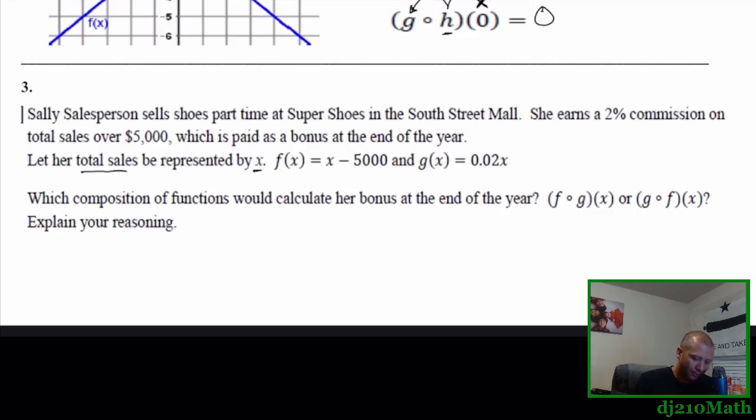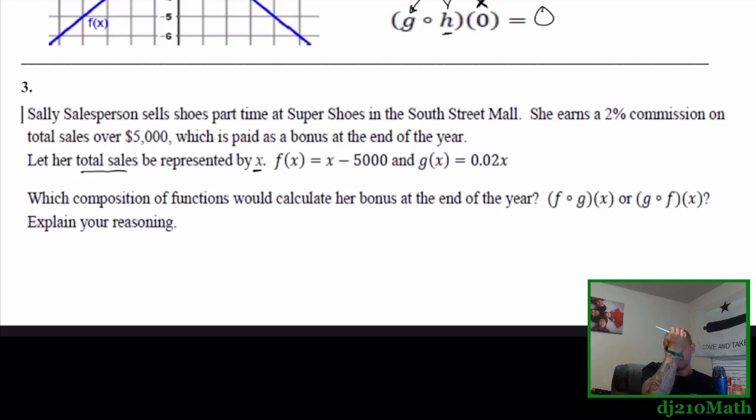All right. F of X is equal to X minus 5,000. G of X is equal to 0.02X. Which composition of functions would calculate her bonus at the end of the year? F of G of X or G of F of X? Explain your reasoning. All right.